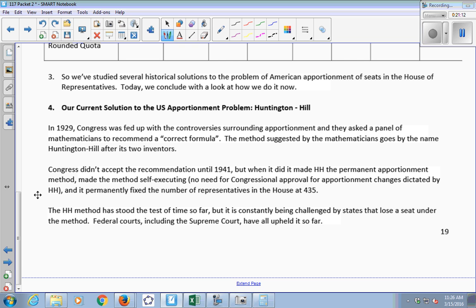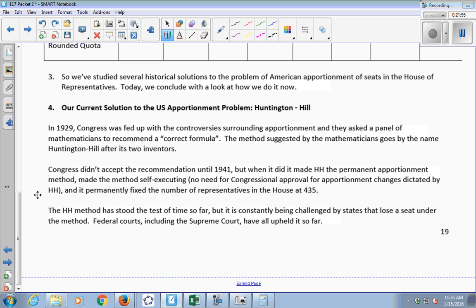So that was 1929. Congress didn't actually accept the recommendation until 1941. But when it did, it made Huntington Hill the permanent apportionment method, meaning it's no longer up for debate. We will not change it. That doesn't mean someone couldn't try. It's been challenged. But they made it the permanent apportionment method, and they made it self-executing, which means that Congress doesn't have to approve it every time they want to reapportion the seats, right? So it just happens automatically. And it permanently fixed the number of representatives in the House at 435. So we don't play with that number anymore either.